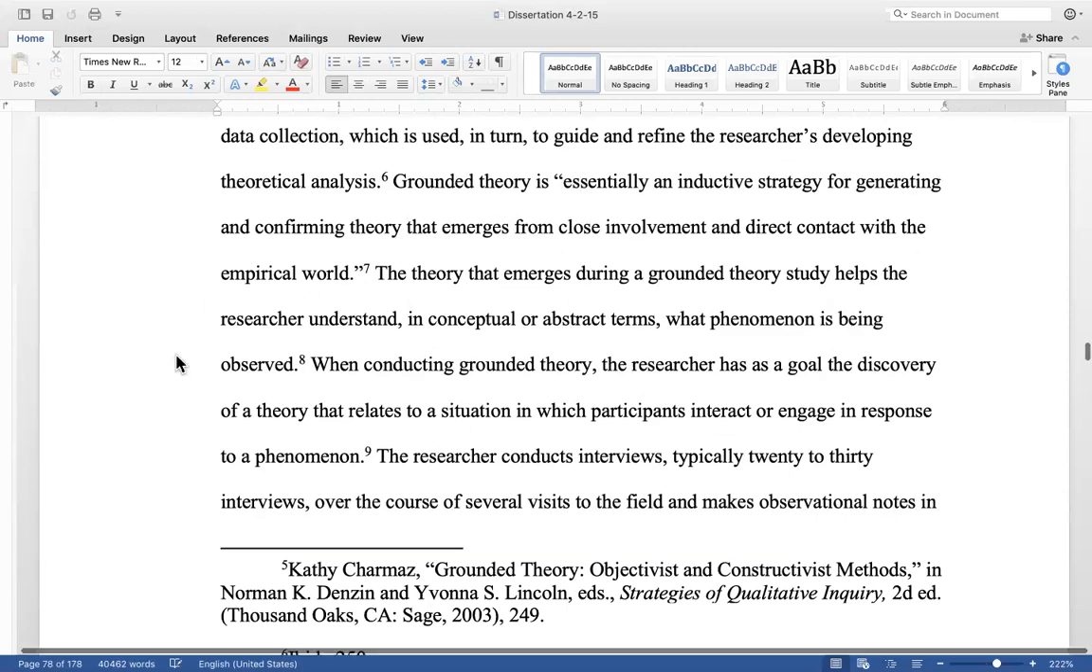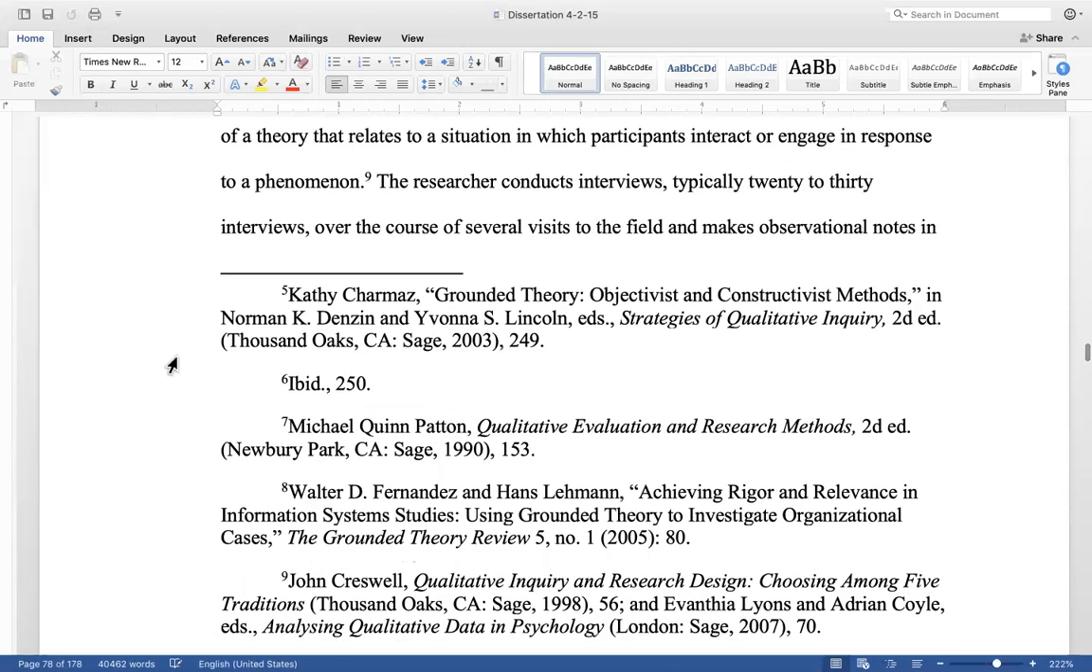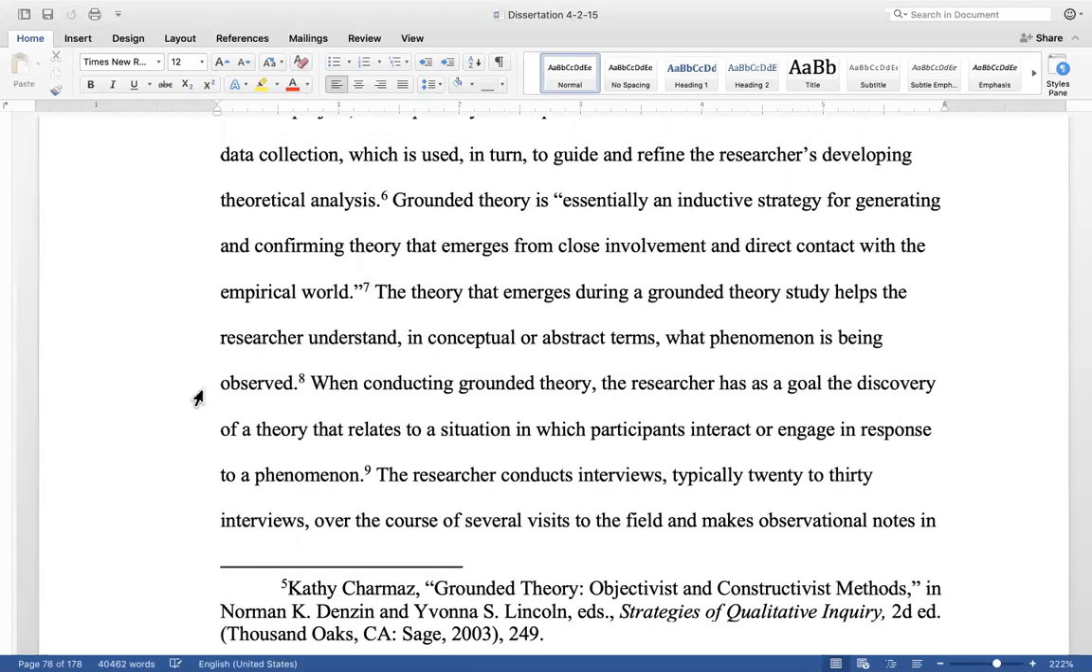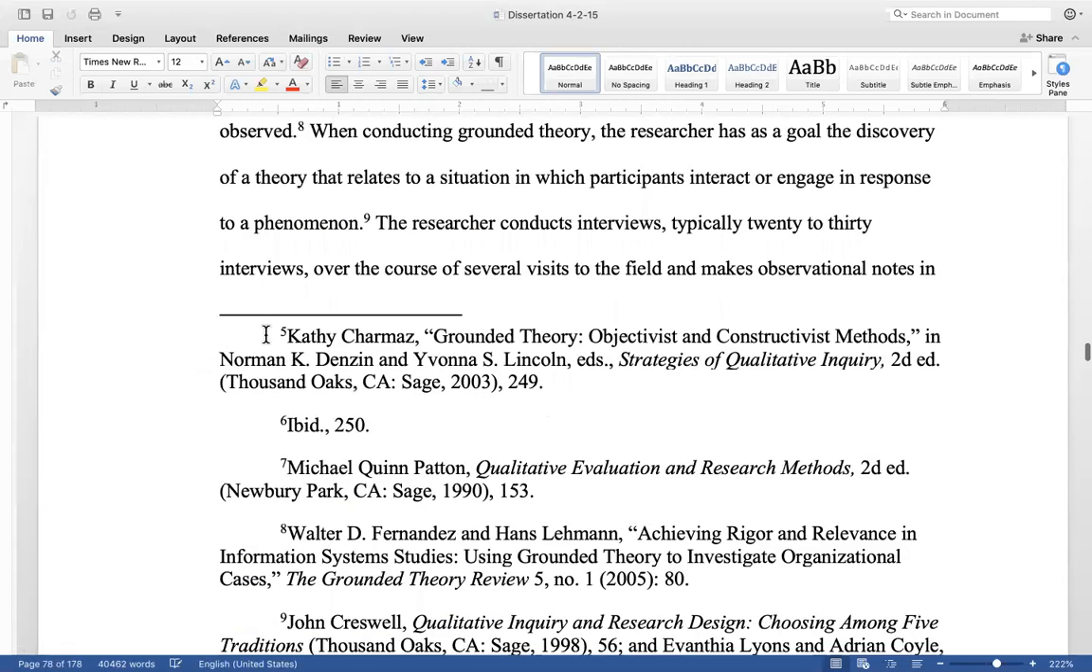This number 7 tells me exactly where this quote came from. So I could go to the library and find this book, Qualitative Evaluation and Research Methods, 2nd edition by Michael Quinn Patton, and I could look on page 153 and I would find this exact quote. You'll notice that all of the first lines of the footnotes are indented. See how that's indented, and that's indented, and that's indented, and that's indented, and that's indented. We always indent the first line of the footnotes as though we are indenting a paragraph.